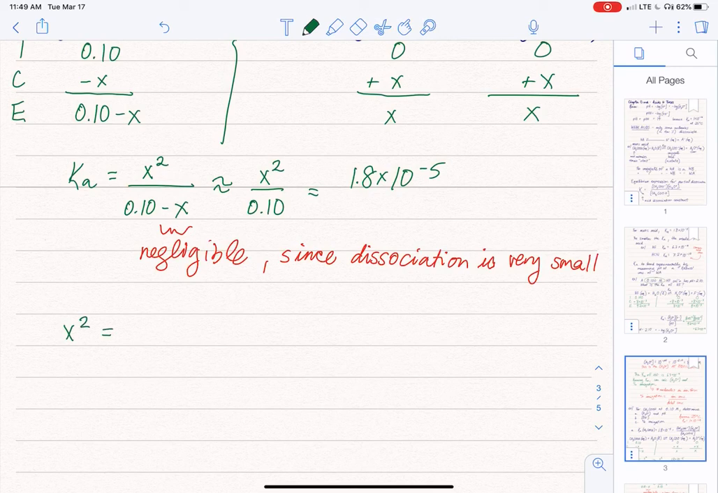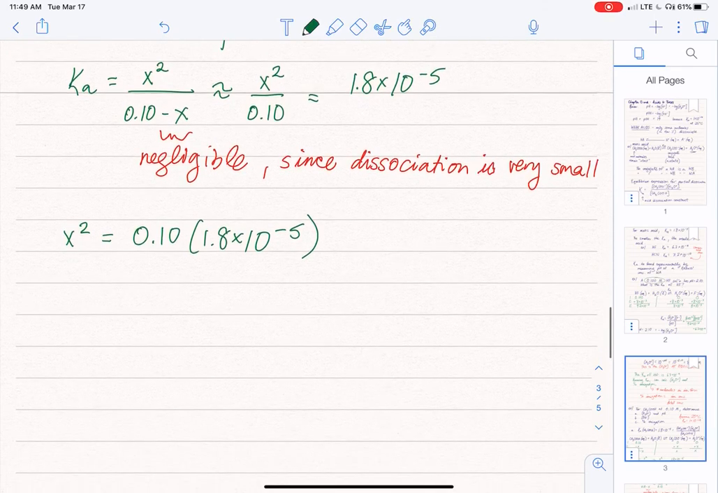X squared is going to equal 0.10 times 1.8 times 10 to the minus 5. I can multiply those two together, solve for x. X is going to be equal to 1.34 times 10 to the minus 3. I think I gave you too many digits there. Let's make a few fewer significant digits there. So I'm just going to do 1.3 times 10 to the minus 3 to give you 2 sig figs.